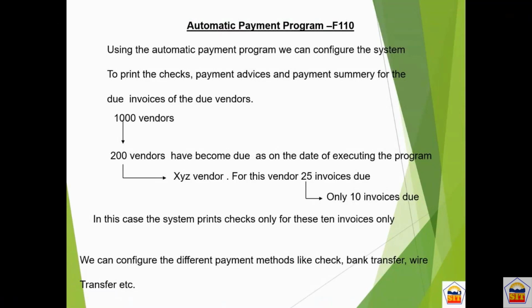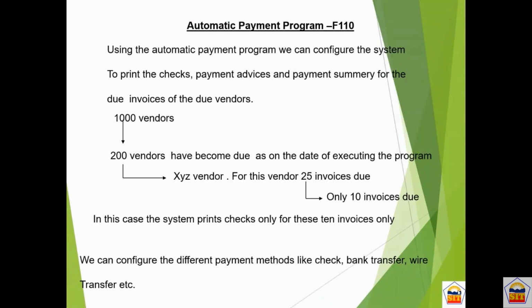So here it is saying that we have 200 vendors, so the system is going to process the payment of these 200 vendors only, not 1000. Now, out of these 200 vendors, we have one vendor. The name of this vendor is XYZ. For this XYZ vendor, we have a total of how many invoices? 25 invoices. But the system is going to take only 10 invoices.